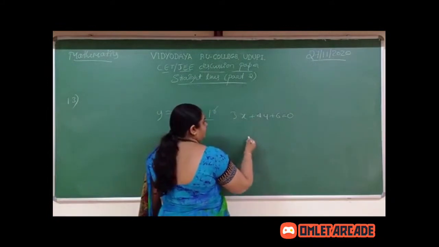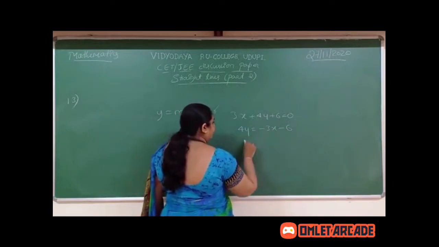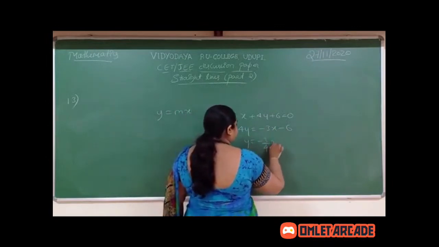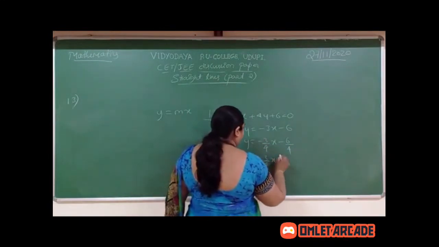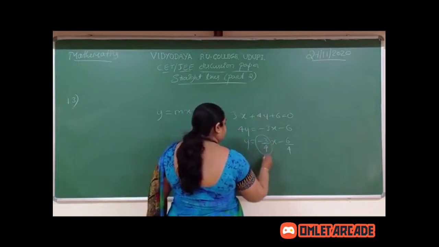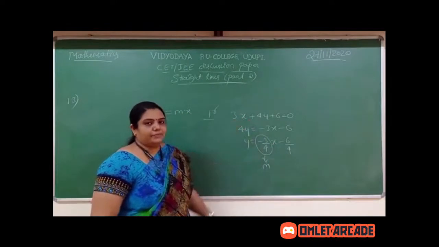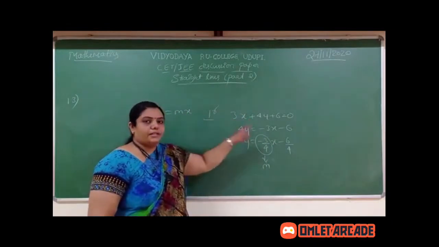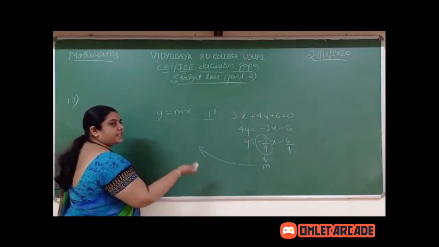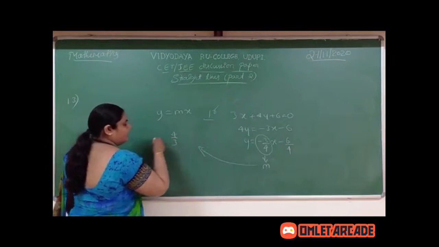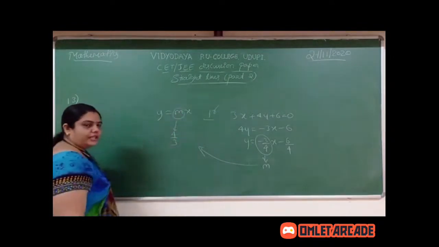First, let me extract the slope from here. 4y is equal to minus 3x minus 6. Divide through by 4. So y is equal to minus 3 by 4 x minus 6 by 4. Let me not waste the time. This is the slope, isn't it? This is the slope of this line. Since these two lines are perpendicular to each other, the slope of this line becomes its negative reciprocal. Is it 4 by 3? I mean, here the slope value will be 4 by 3.